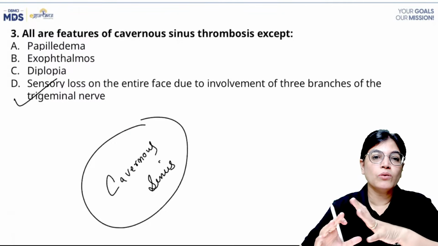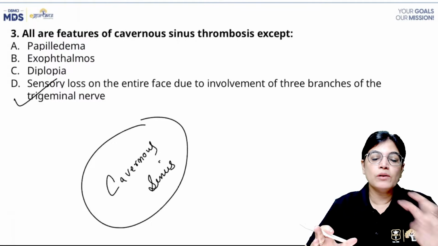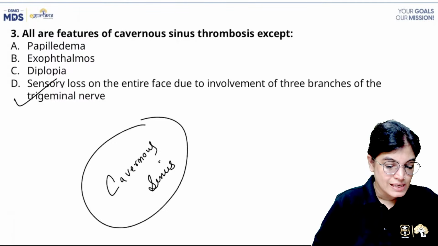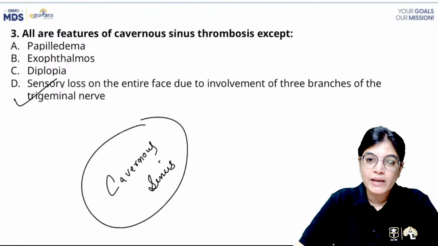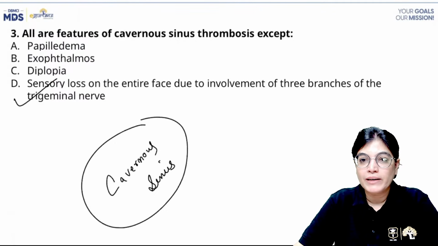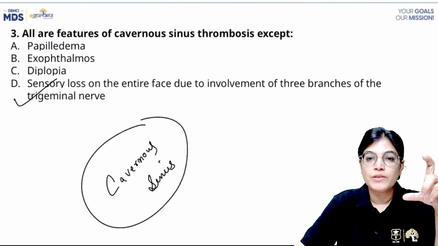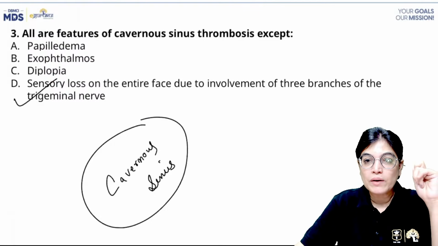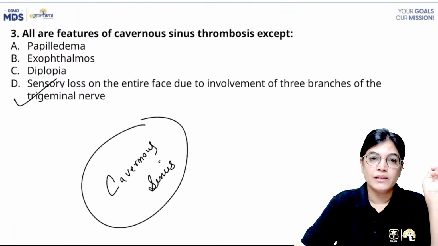Why? Because the sensation of the entire face is due to 3 branches of trigeminal nerve. Is it okay, dear students? Yes, D is absolutely correct. The 3 branches of the trigeminal nerve are the ophthalmic, the maxillary, and the mandibular. Ophthalmic gives sensory innervation to the upper part of the face. The middle section of the face gets innervation from the maxillary division, and the lower part of the face gets innervation from the mandibular division of trigeminal nerve.